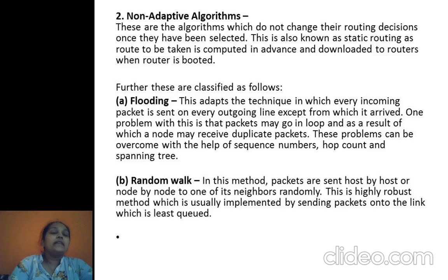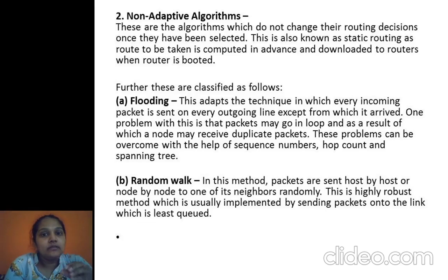Next is the classification of non-adaptive algorithms. There are two major classification methods used. First is folding and second is random walk. In folding, this technique is adopted in which every incoming packet is sent on every outgoing link except the one from which it arrives. You understand?